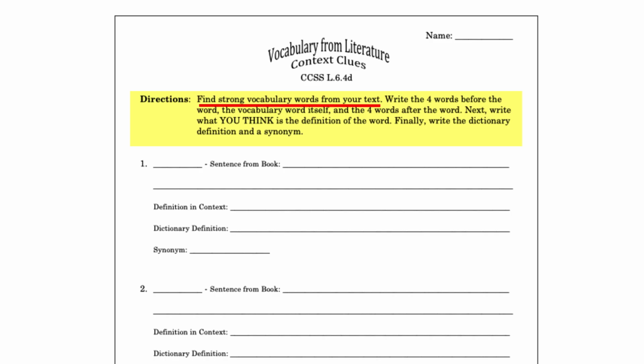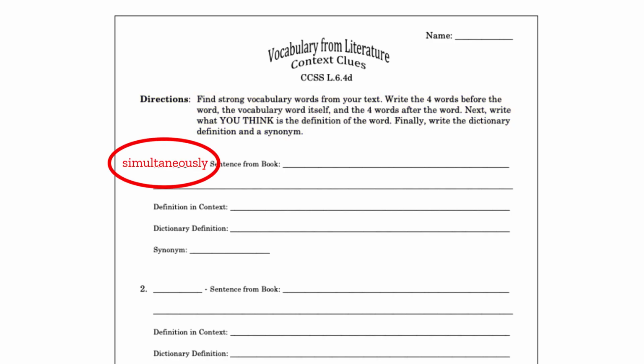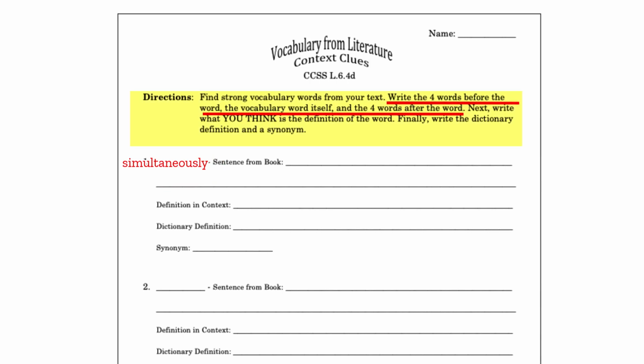When they do see a strong vocabulary word, they'll have this worksheet out. So the students will typically have a few of these worksheets with them in their grammar journals. So when they do see a difficult vocabulary word, it's ready to go. They'll write the vocabulary word on the line. And then the next step of the direction says, write the 4 words before the vocabulary word itself, and the 4 words after the word.